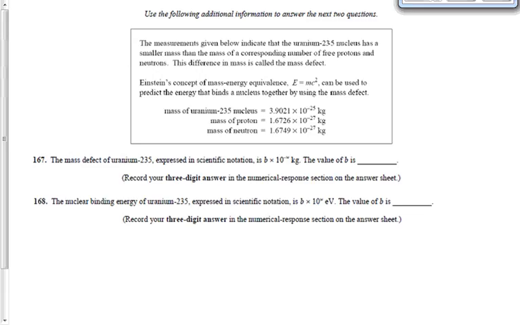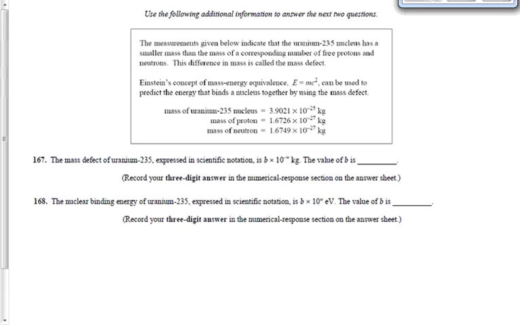The information says the measurements given below indicate that the uranium-235 nucleus has a smaller mass than the mass of the corresponding number of free protons and neutrons. The difference in mass is called the mass defect. Hey, they're doing us a favor here, right? They're defining mass defect for us. If we forget what the definition is, they're giving it to us here. They're also defining binding energy here, effectively.